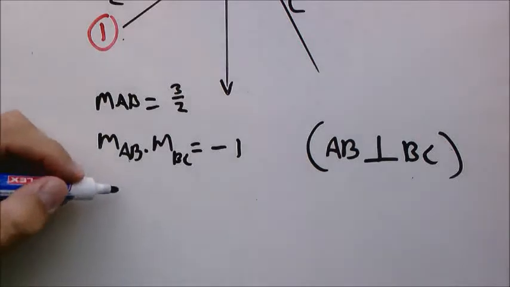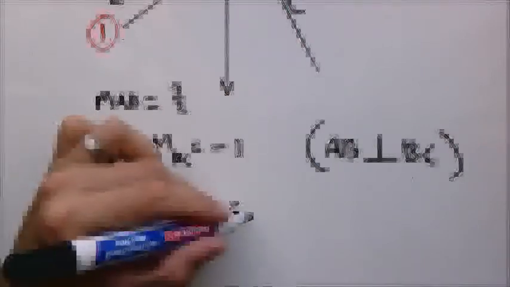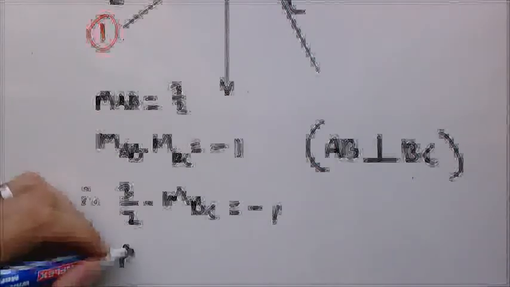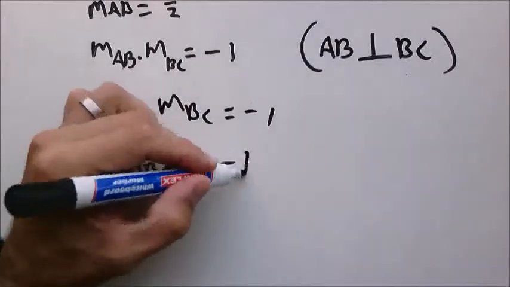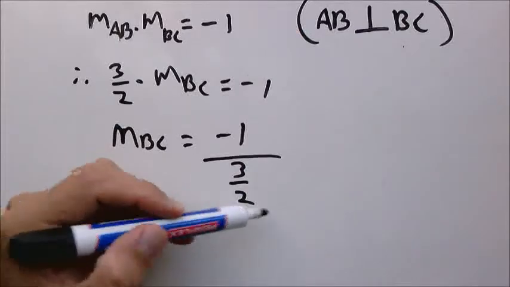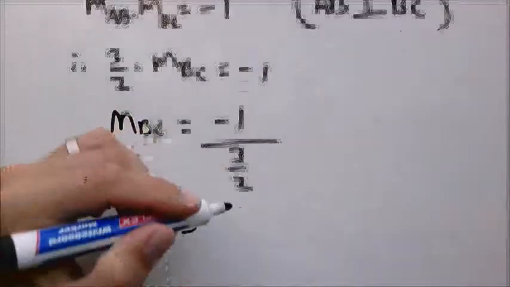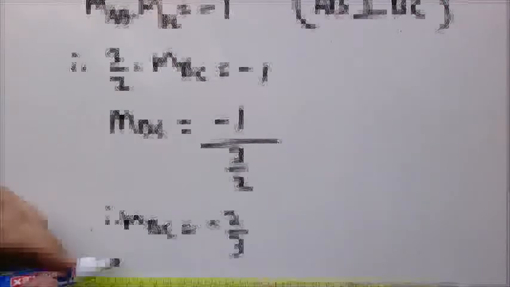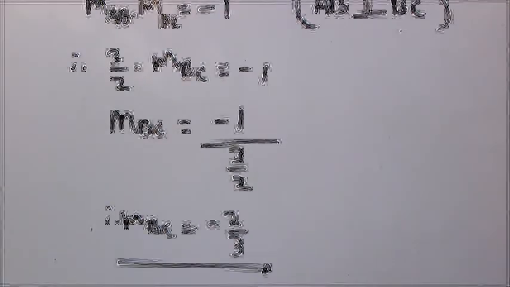Okay, but now let's say therefore 3 over 2 times m BC equals negative 1. So m BC is equal to negative 1 divided by 3 over 2. And there you can see what's going to happen to the reciprocal. So therefore m BC is negative 2 over 3. And this is how you apply parallel and perpendicular lines in analytical geometry.